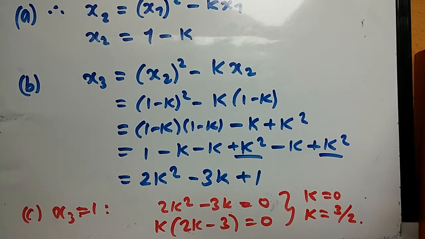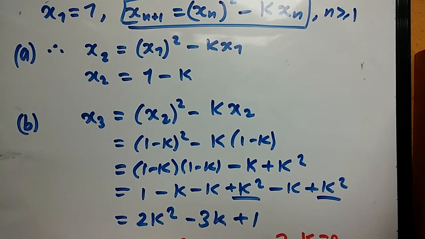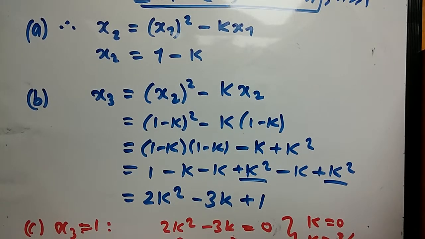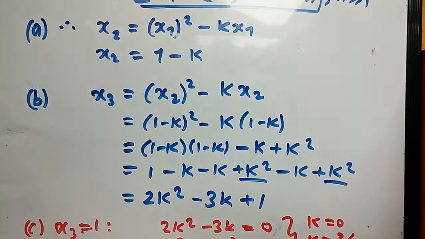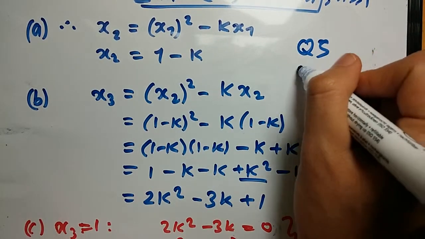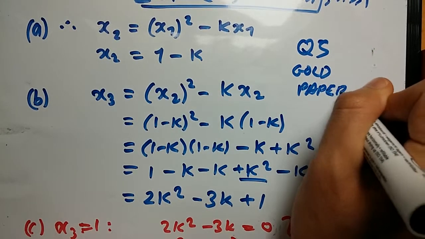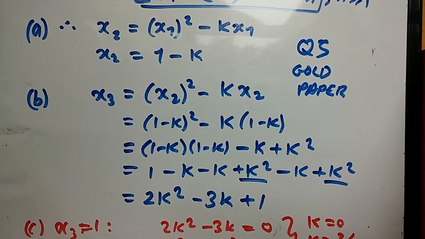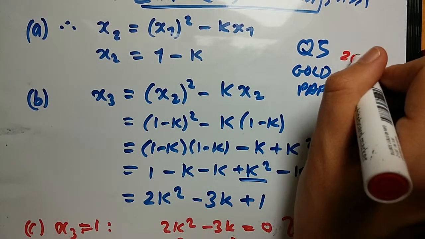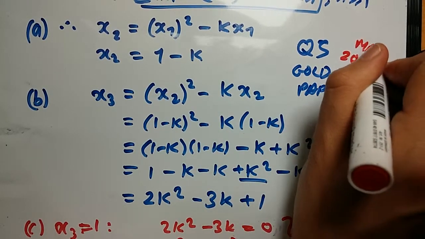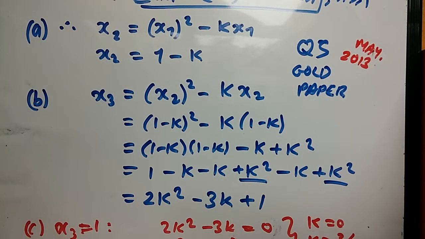So guys, bottom line is, for this recurrence, all you really need to do is just plug in the values, and that's really it. And for reference, this question was obtained from question 5 of a gold paper. The gold paper is one of the more tricky ones. I wouldn't say it's as difficult as Solomon, in my opinion, from my experience. And this is from May 2013. So if you're looking for this, it is gold paper, May 2013.